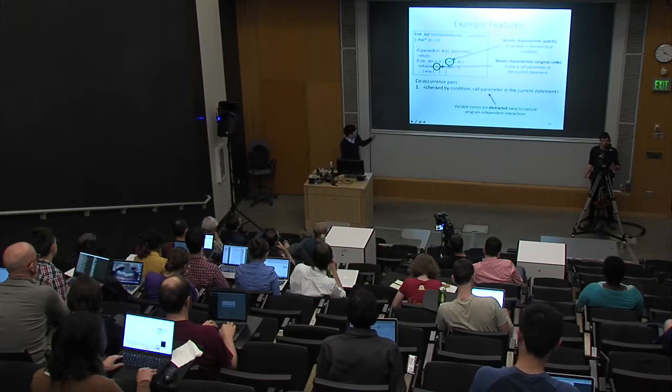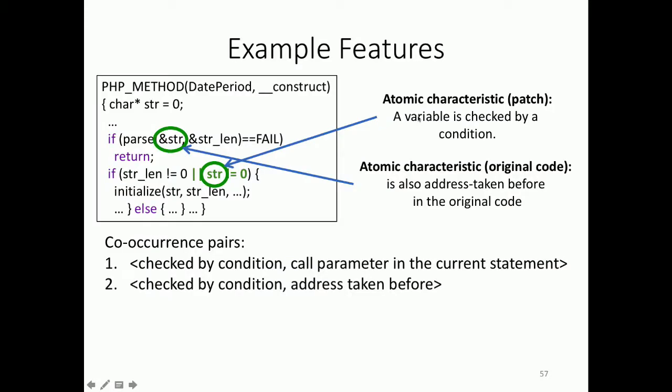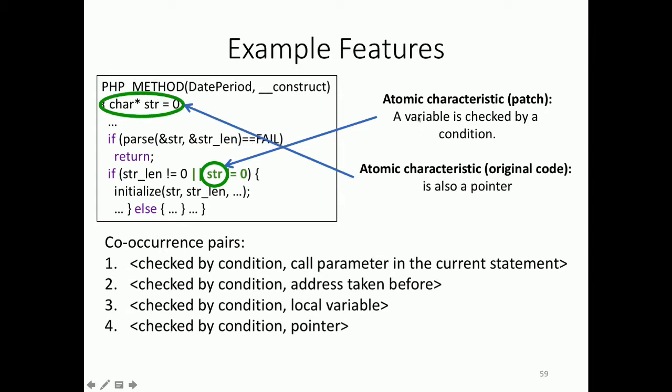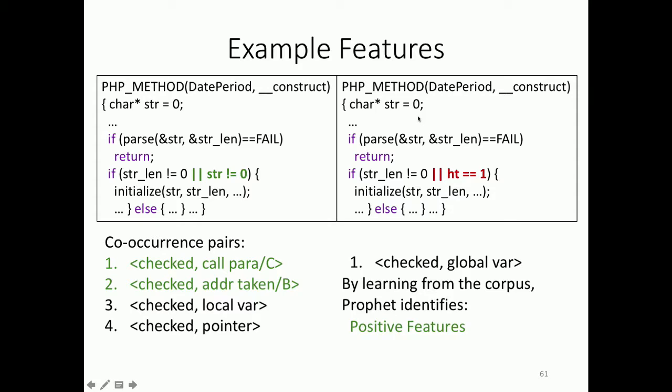So besides this pair, we can also extract a relationship like this variable is also address taken before, and it's a local variable and it's a pointer. So for the right-hand side patch, at least we can set checks global variable. So by learning from a large corpus, the machine learning algorithm in Prophet will be able to identify, for example, the first two features correspond to positive features that often occur in correct patches. And the first feature on the right-hand patch corresponds to negative features that often occur in incorrect patches. So we'll prioritize the left patches ahead in this particular case.